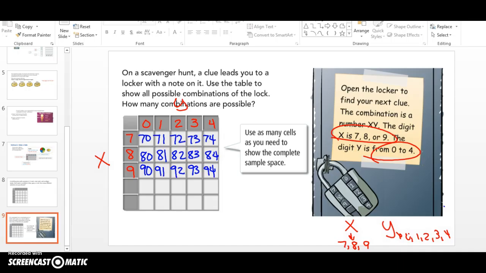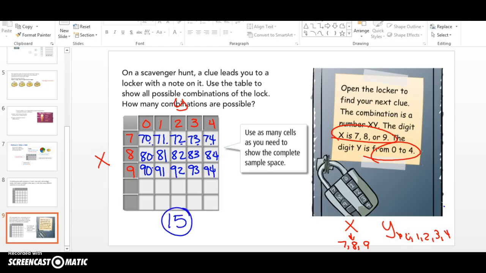All right, so after you have all your boxes filled out, how many different outcomes then are for this combination? 15? Are you sure? Yeah, there's 15. Because there's 1, 2, 3, 4, 5, and there's 3 rows of 5. That would be 15 different combinations.